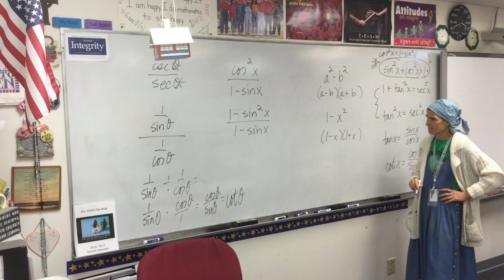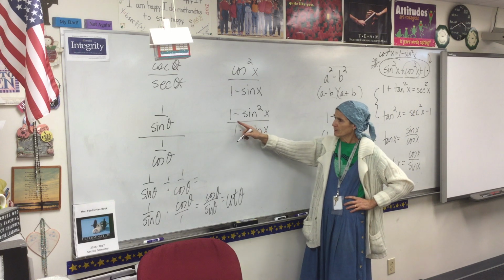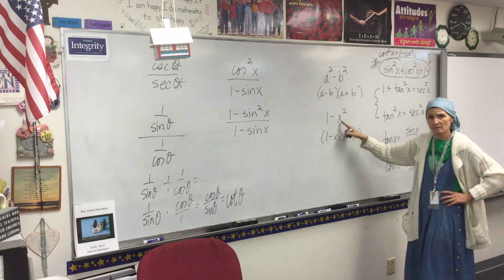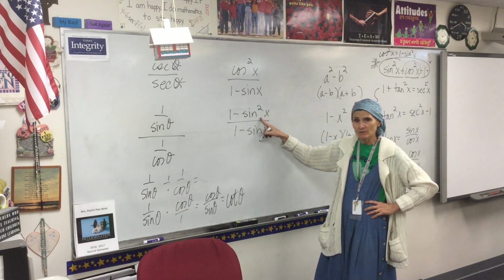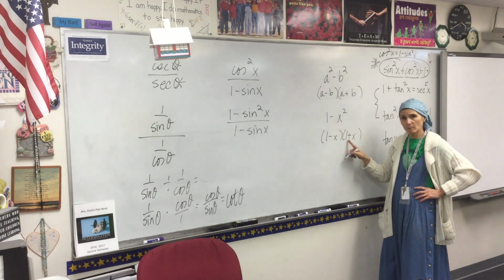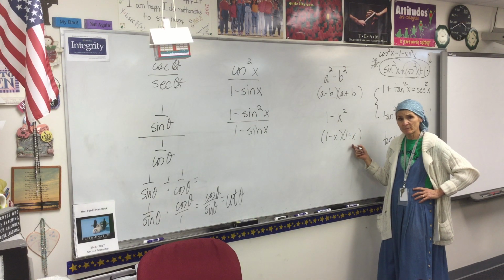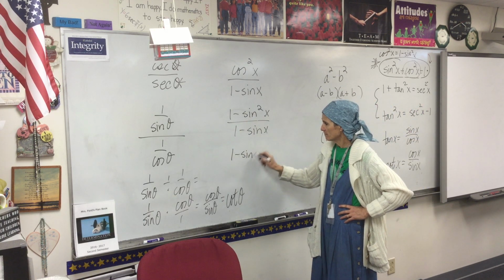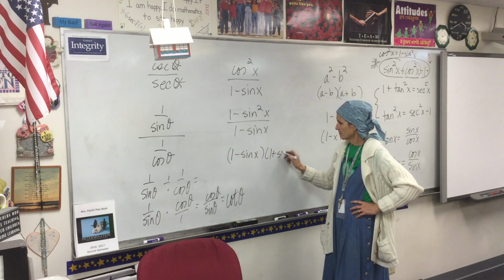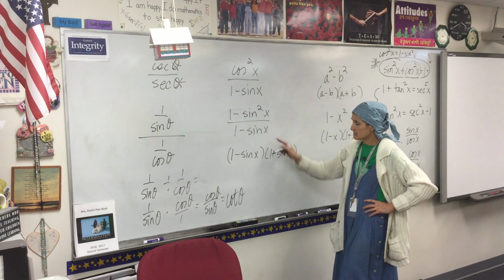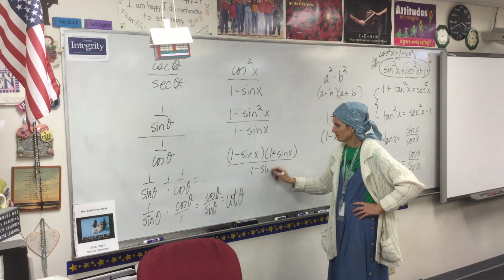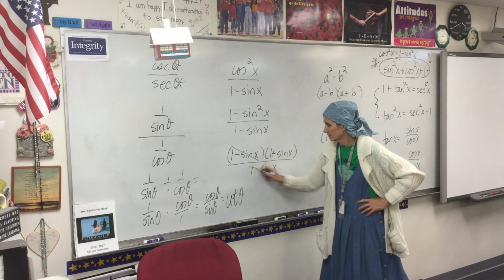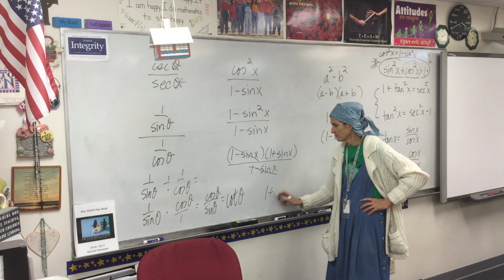Remember that? Look what we have here. Don't we have 1 minus a square? It's the same thing as this. So how is that going to factor? This factored into 1 minus x, 1 plus x. It's Algebra 1. How does this factor? 1 minus sine, 1 plus sine. And it's over 1 minus sine. Now, lo and behold, what's going to happen? And the answer to the problem is 1 plus sine.